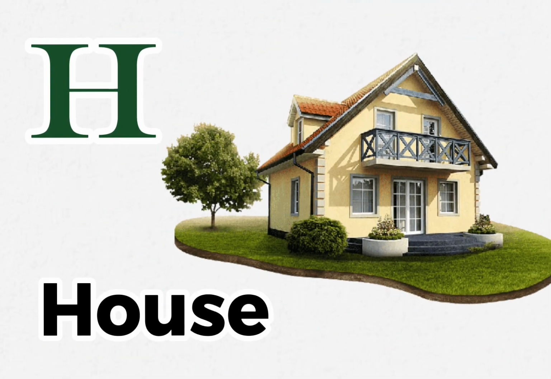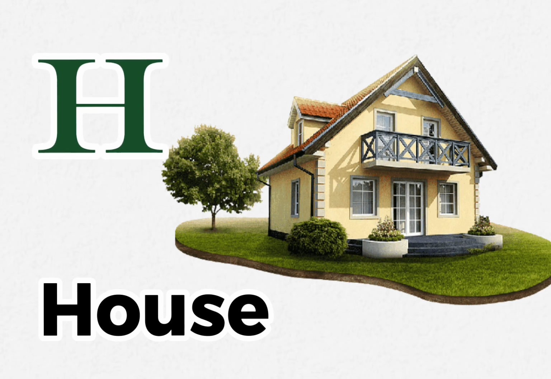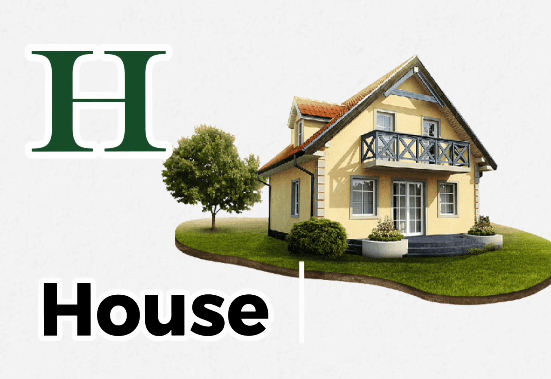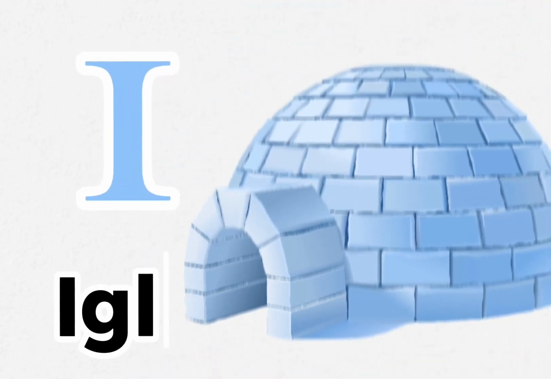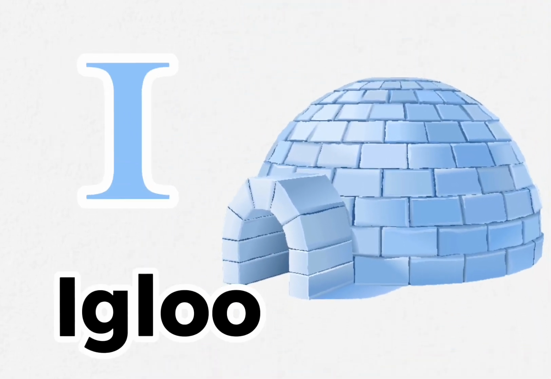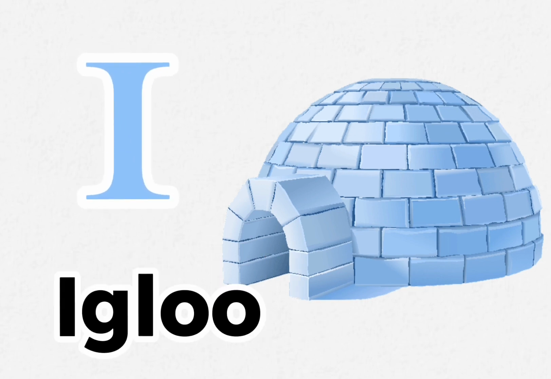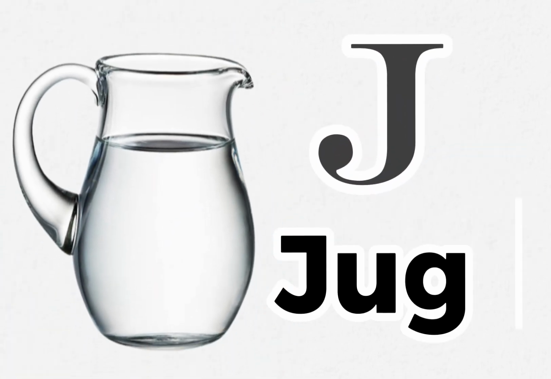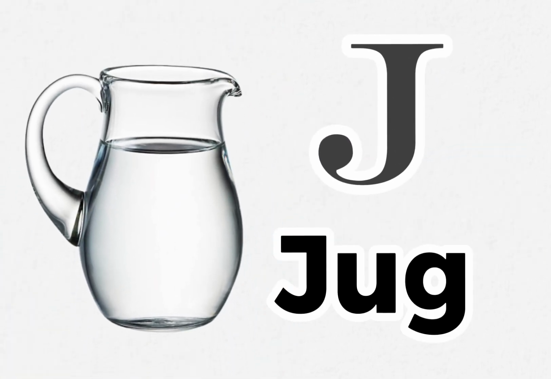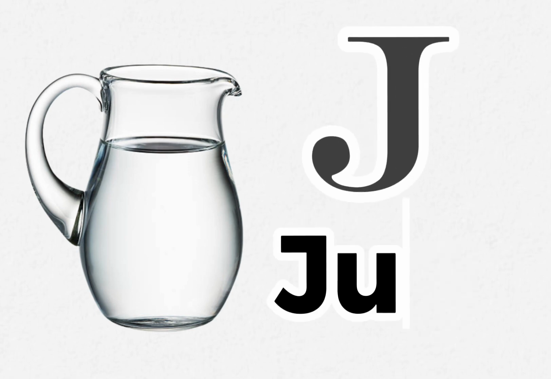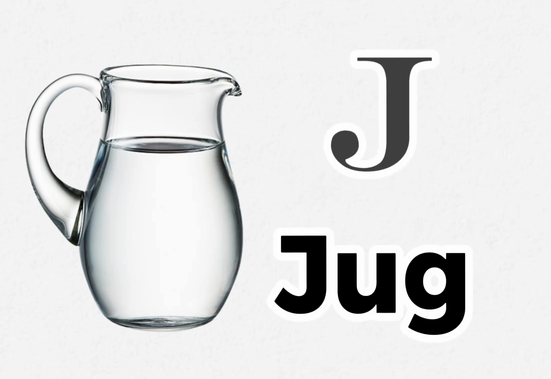H is for house. H is for house. House. I is for igloo. I for igloo. Igloo. J for jug. J is for jug. Jug.